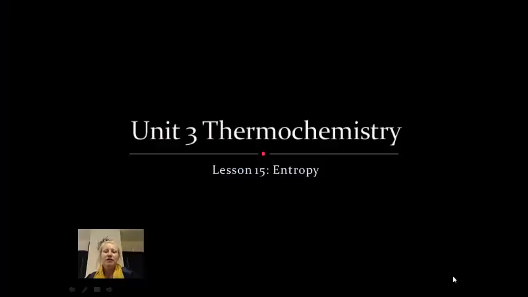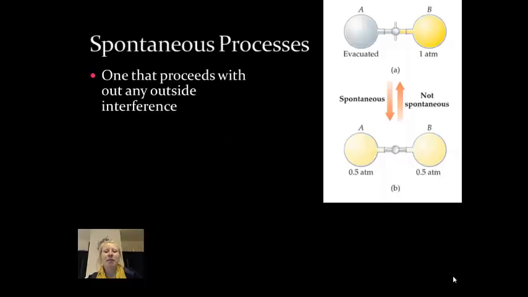This is lesson 15, entropy. So, a spontaneous process is one that proceeds without any outside interference. Think back to electrochemistry and how if E cell was greater than 0, it was spontaneous, meaning it just occurred. Okay? And so, if we look at this picture, we have two gases.